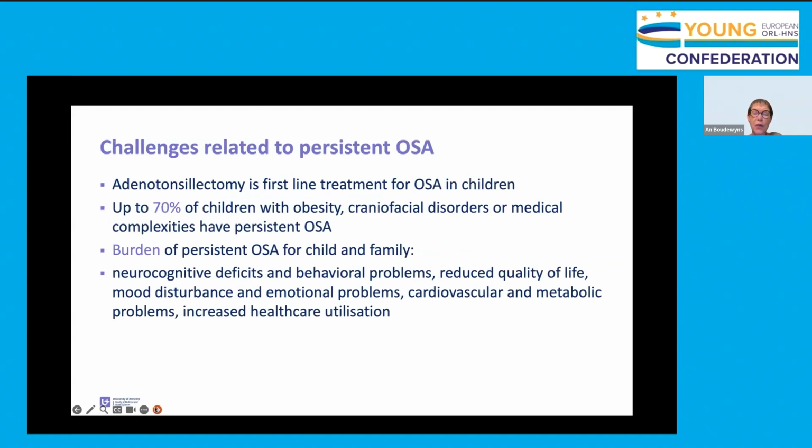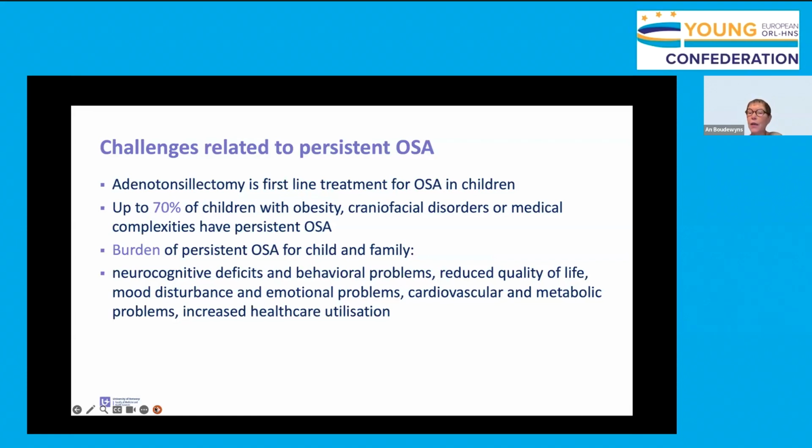There are several challenges related to persistent sleep apnea. As we have already heard from Dr. Benedek, adenotonsillectomy is still considered the first-line treatment for sleep apnea in children. Nevertheless, we know that up to 70% of children with underlying conditions, such as obesity, craniofacial disorders, or medical complexities, will have persistent sleep-disordered breathing after adenotonsillectomy. And this poses a burden not only on the child, but also on the family.